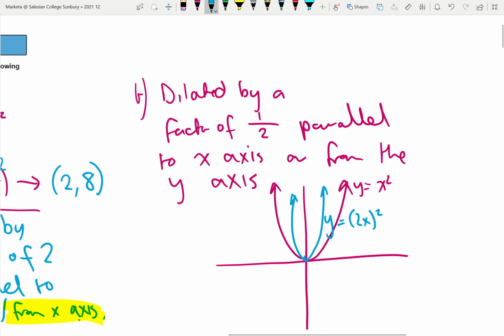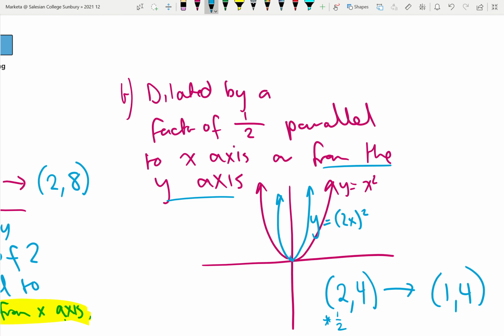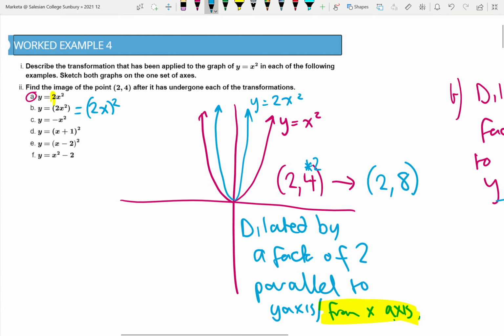So for the next one, dilation of factor of half from the y-axis, or parallel to the x-axis. So our point 2, 4, well, we're going to be multiplying by half, and if it's from the y-axis, it's going to affect the x. So for this one, we're going to get 1, 4. Right, so that's B. Let's go to C.